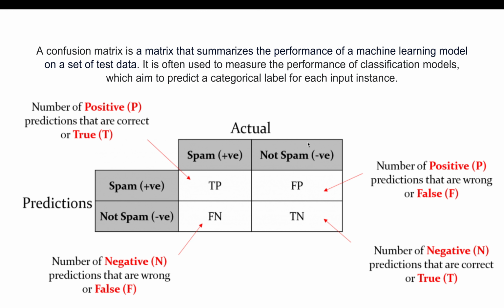In case the actual email is not a spam email and the prediction given by your model is also not spam, in that case it is called a true negative, which means that both of them have correctly pointed out that this is not a spam email. So this is what is called your confusion matrix.